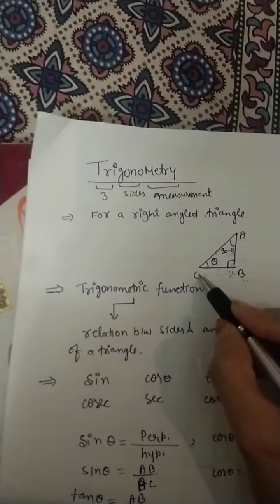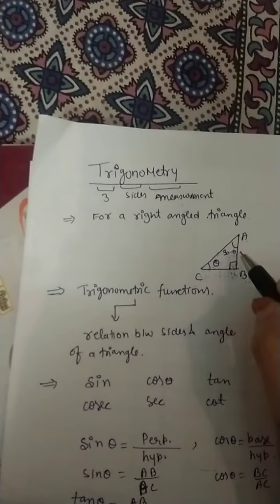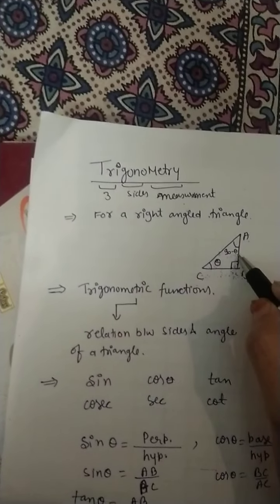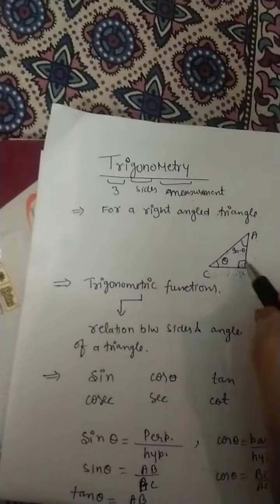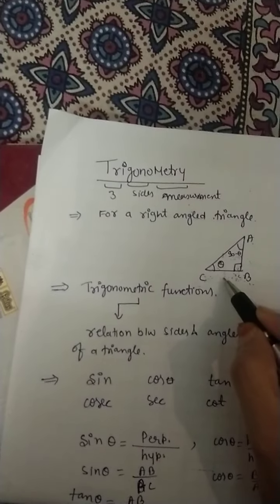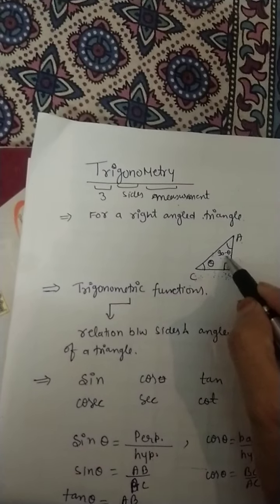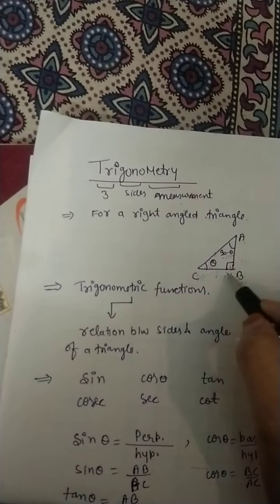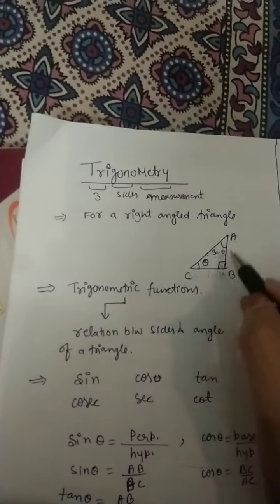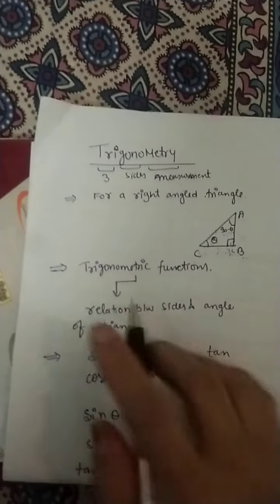For example, I have taken this angle C as theta. So the side opposite to this theta angle will be known as perpendicular, and the side over which it is forming is known as base. But if we take this angle 90 minus theta, then the side opposite to this is BC. Now this will be the perpendicular and this will be the base.